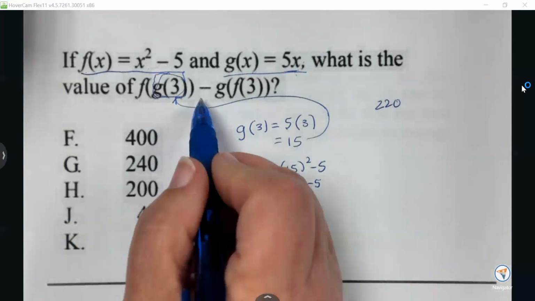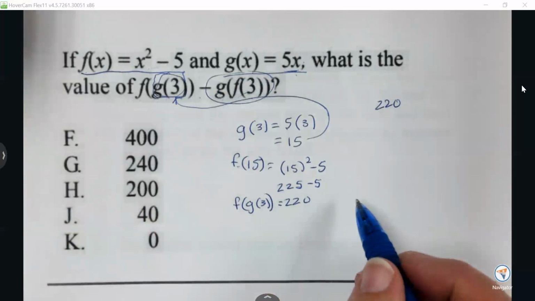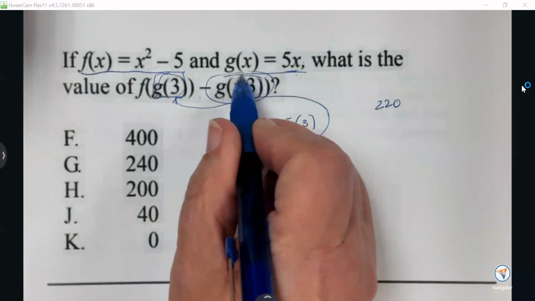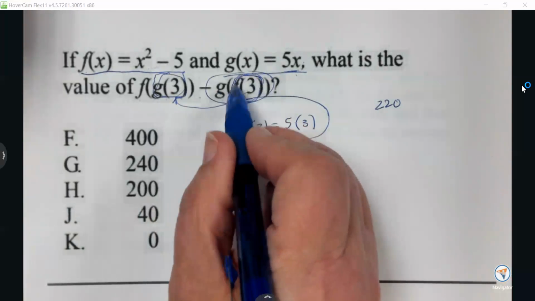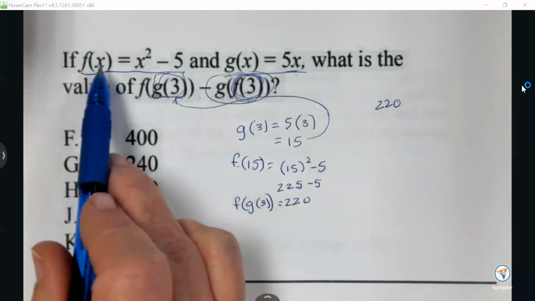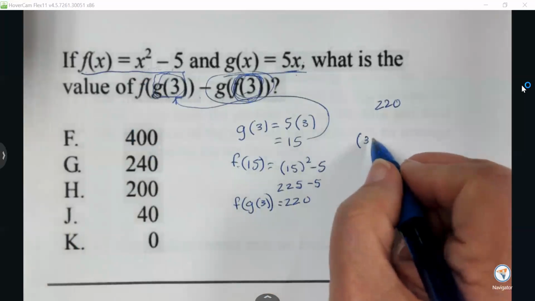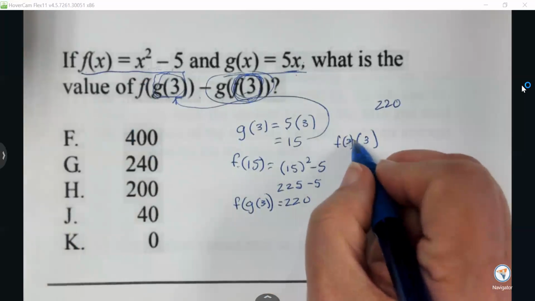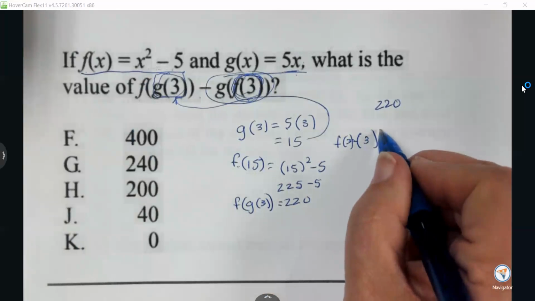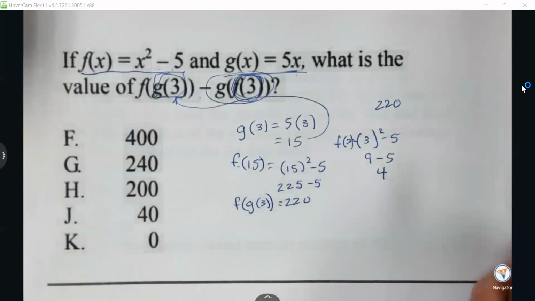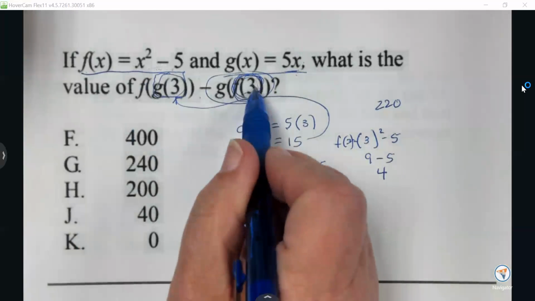And now I need to subtract this part. So let's go over here and do this. Now we're going to start at the inside. F of 3. That just means I use my f function and I substitute 3 in for x. So f of 3 is 3 to the second minus 5. That's 9 minus 5, which is 4. So f of 3 equals 4.